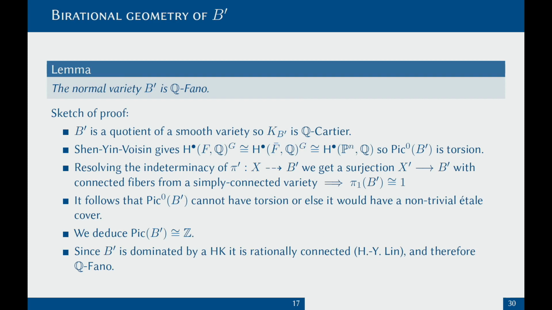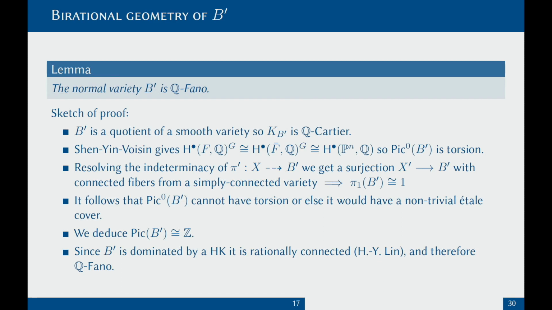So let's see how this goes. So first of all, the canonical bundle is going to be Q-Cartier because it's a quotient of a smooth variety. So just the fact that it's a quotient tells you that it's going to be Q-Cartier. This theorem of Shen and Voisin tells us that this B prime has very little cohomology, because the cohomology of B prime is the G-invariants of the cohomology of the fiber, because it's a quotient again. So you can see that it has very little cohomology. It has the same cohomology as P^n basically. And so in particular, what that tells us is that Pic^0 of that base has to be torsion.